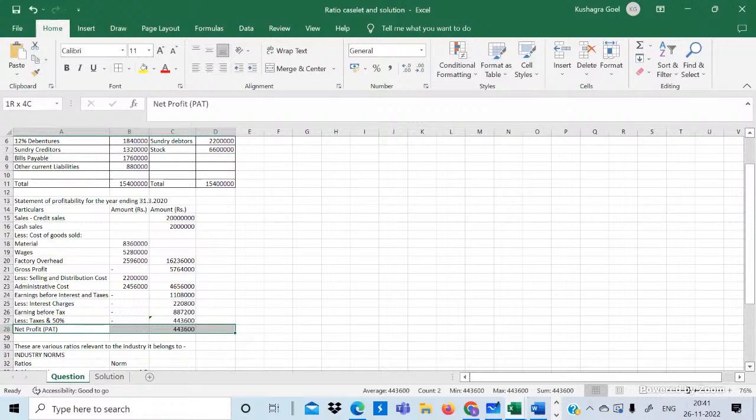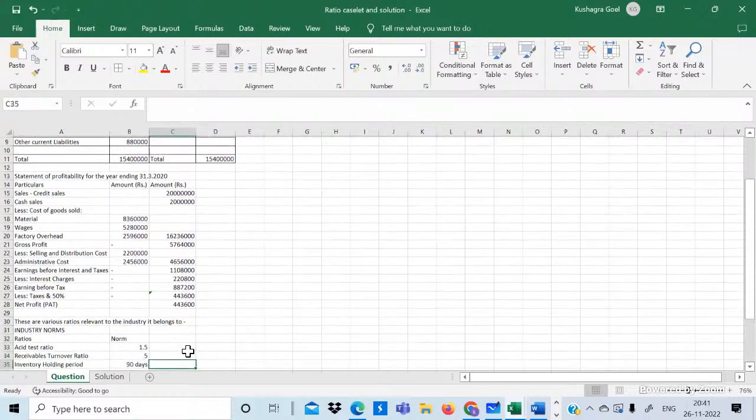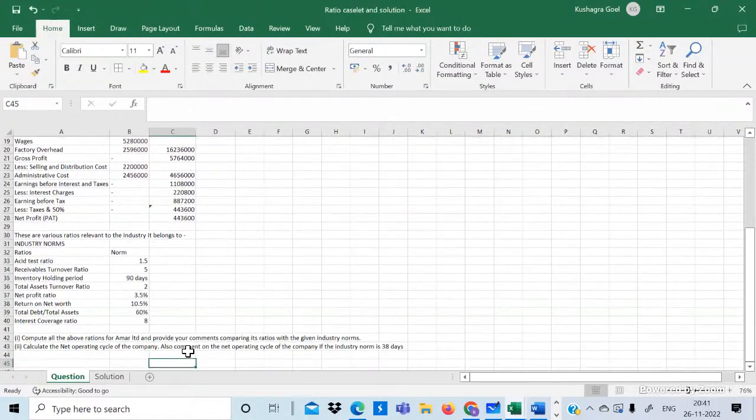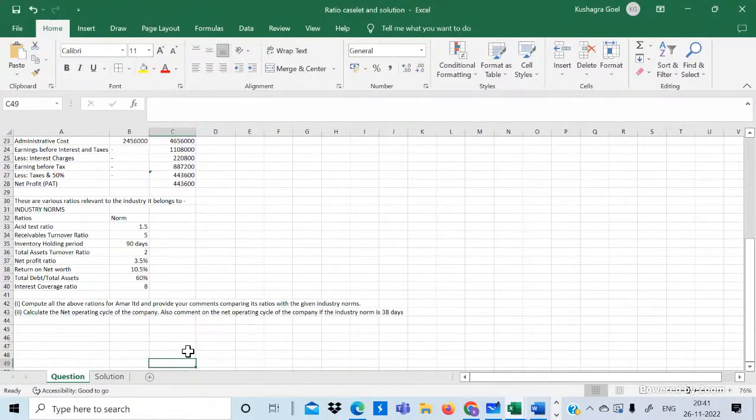Okay, then let's move further. Now what they're saying is, they've given you some data for the industry that this company belongs to. They've calculated the acid test ratio. The acid test ratio for the industry is 1.5. Acid test ratio is a quick ratio, liquid ratio.